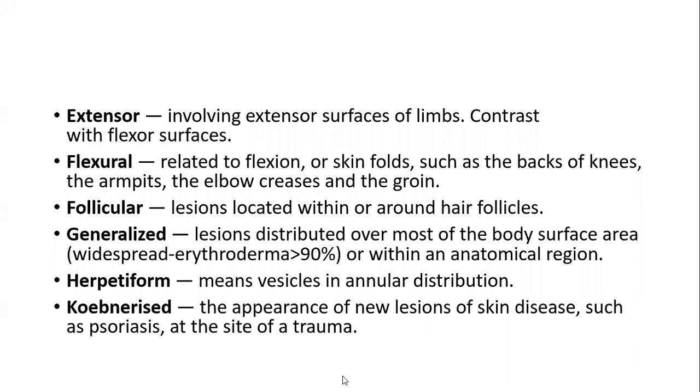Lesions can be distributed on extensors. This may give a clue and may be distributed to flexures, skin folds like back of knees, armpits, elbow creases, and groins. Lesions can be follicular. Lesion can be generalized, that is distributed over most of the body surface area, and widespread or erythroderma involving more than 90% of the body. Herpetiform means the vesicles in an annular distribution. Koebnerization, new lesions of skin disease such as psoriasis at the site of trauma or scratch marks.